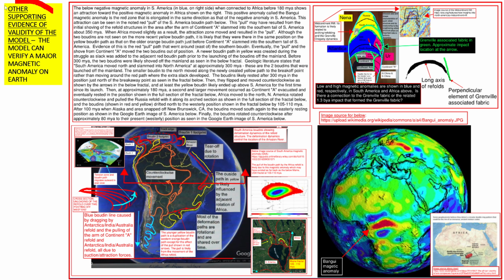Okay, other supporting evidence of validity of the model. The model can verify a major magnetic anomaly on Earth. Okay, if you look at diagrams below, looking at South America and the imagery here that I'm circling, there's a magnetic anomaly there, a negative magnetic anomaly, which is in blue. It's oriented in towards Africa, and positive magnetic anomalies in Africa that I'm circling here in red. Okay, so that lines up with it when they were together.